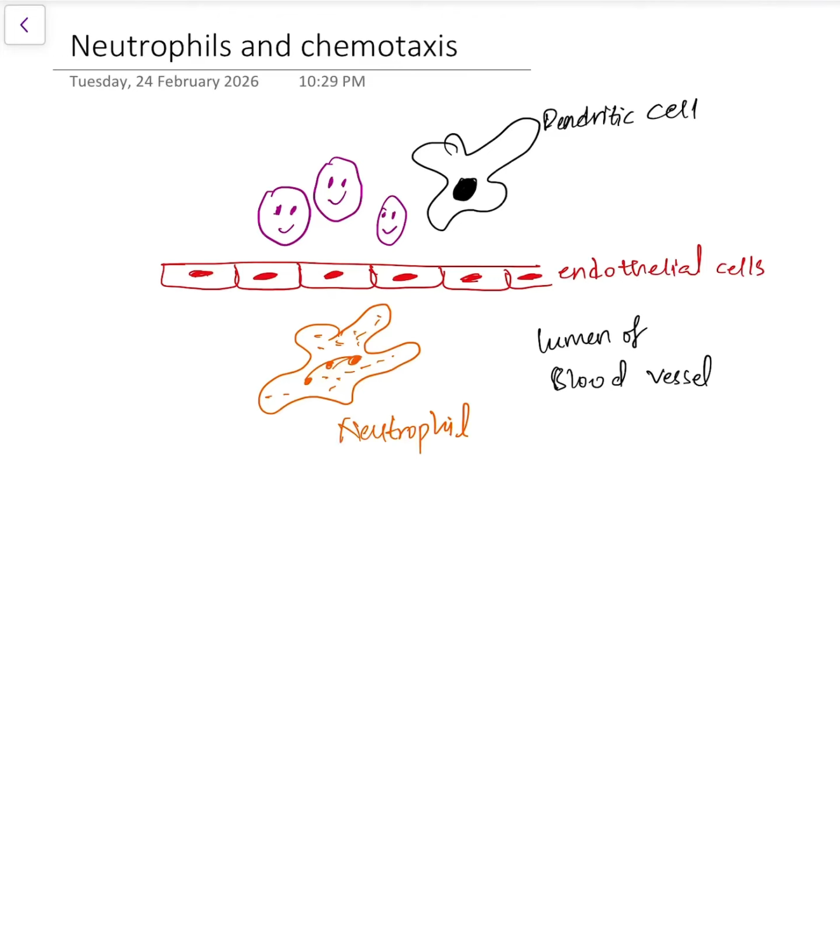Hello everyone, today we'll be discussing neutrophils and chemotaxis. Now, what is meant by chemotaxis and why is it essential? I have drawn a basic diagram showing endothelial cells and the lumen of the blood vessel, which contains neutrophils, and it is part of the innate immunity.